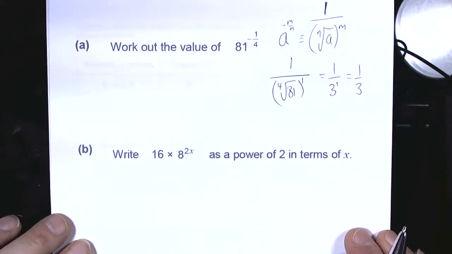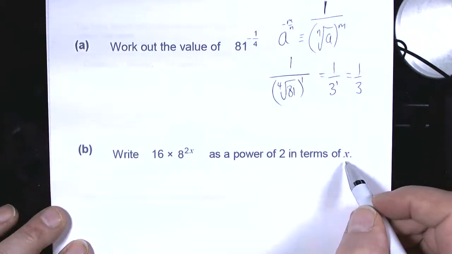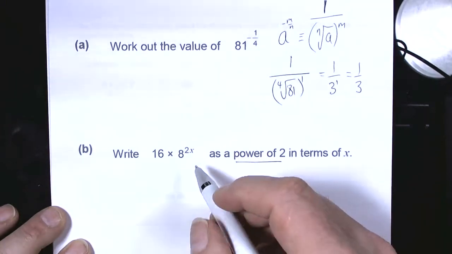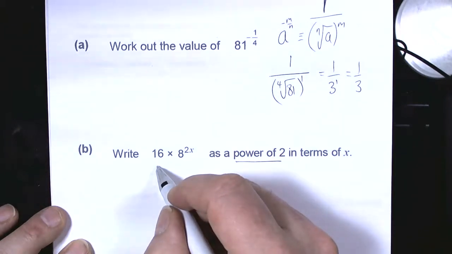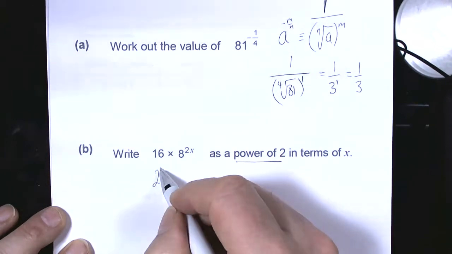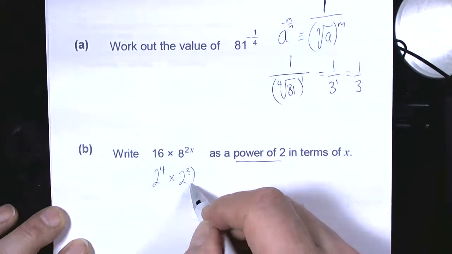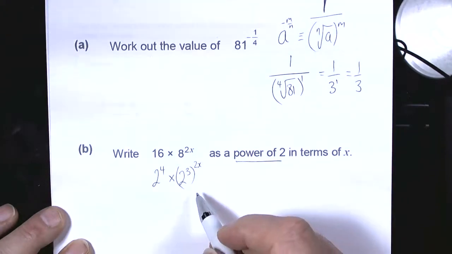And the question goes on and talks about write this as a power of 2 in terms of x. Okay, so it wants a power of 2, so there's your hint. Change everything to powers of 2. So if you remember our 2 power series, then 16 is the same as 2 to the power of 4, and 8 is the same as 2 to the power of 3. And that's been raised to the power of 2x.